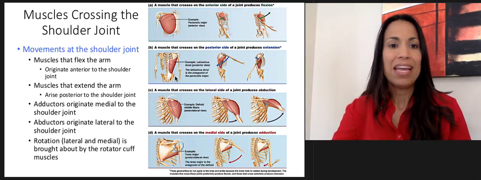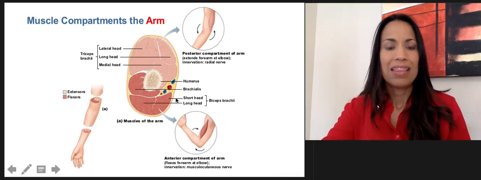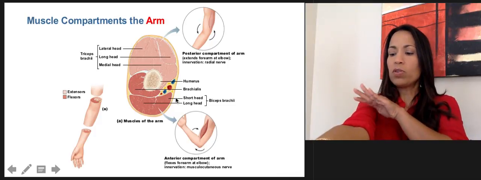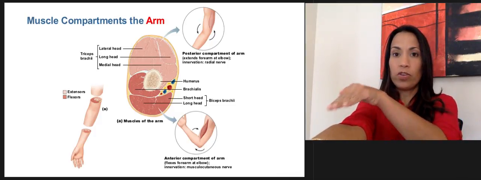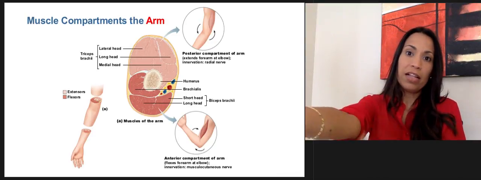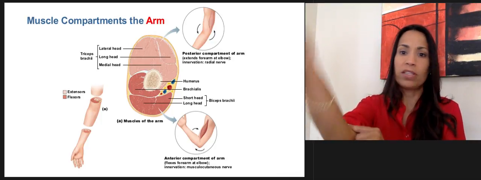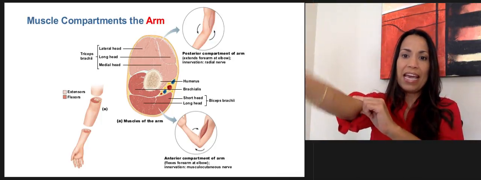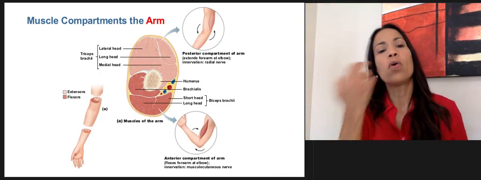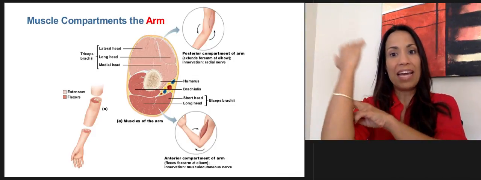Ready? Okay. Let's describe now the muscles that are crossing the elbow joint. So these muscles are going to cross the joint either anteriorly or posteriorly. If you remember, the elbow joint is a hinge joint. It's a uniaxial joint allowing only flexion and extension of the forearm at the elbow. So muscles that are crossing the joint anteriorly will flex the forearm.